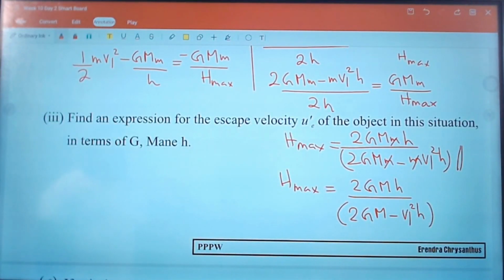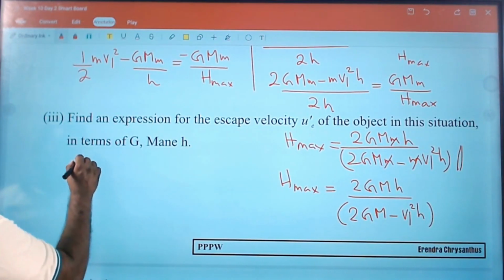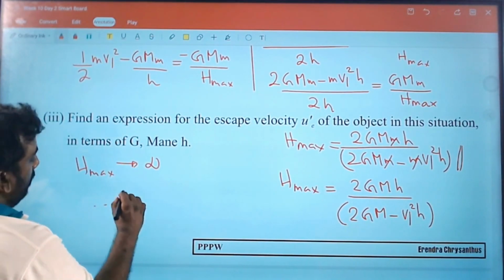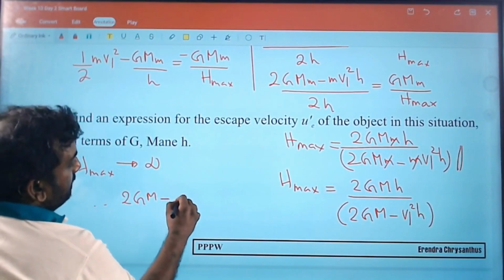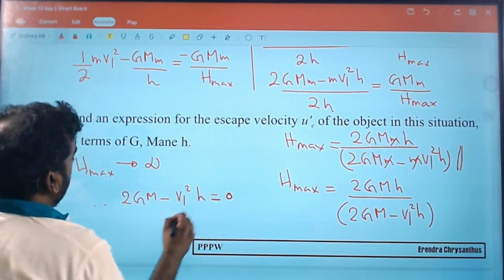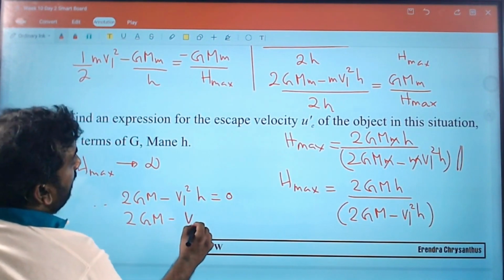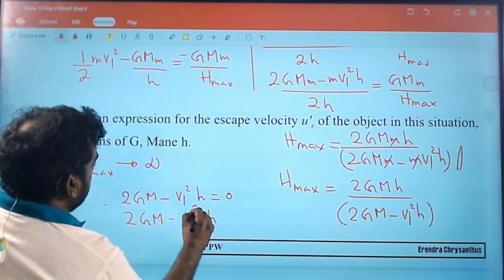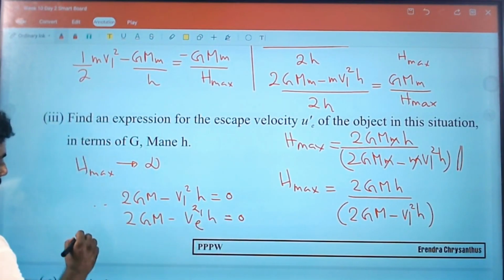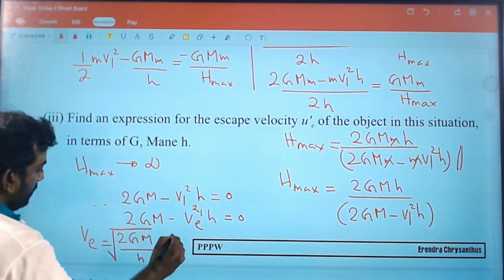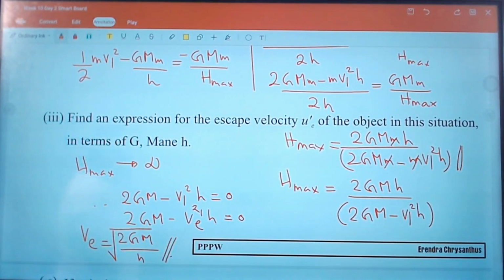Find the expression for the escape velocity in this situation. Escape velocity means h max is infinity. Therefore, 2 G M minus v1 squared h is equal to 0. So here 2 G M equals escape velocity squared times h. Escape velocity is the square root of 2 G M over h.